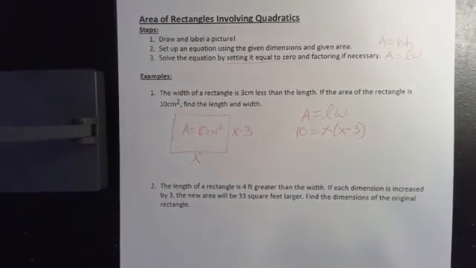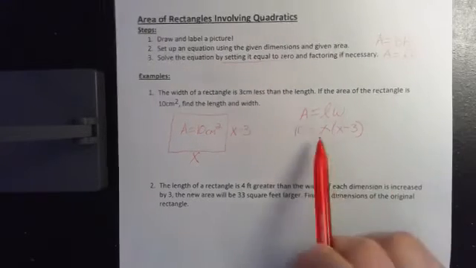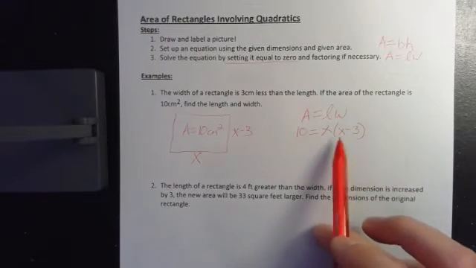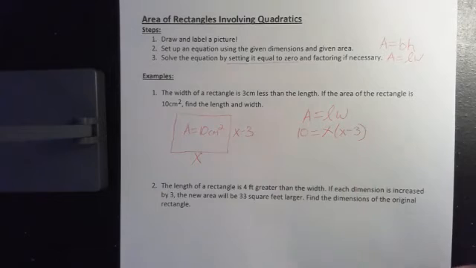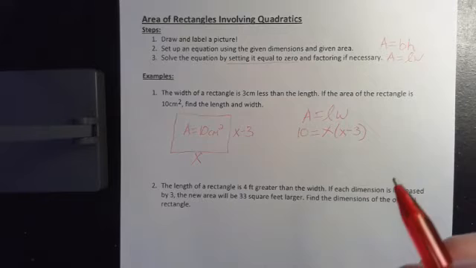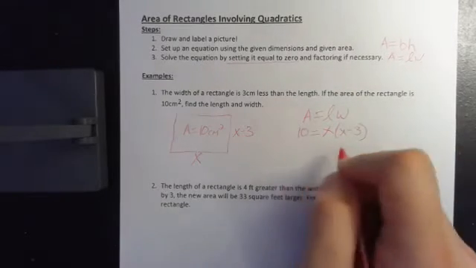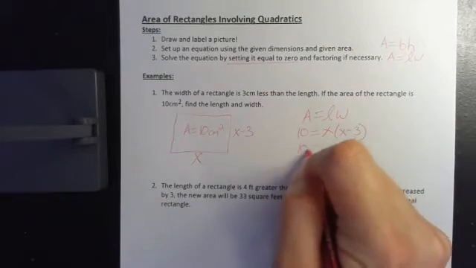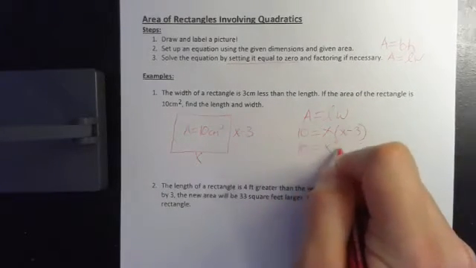So now what you might notice is I mentioned that you might have to FOIL. In this case, we're only going to have to distribute because we only have one binomial and a monomial. What you'll see in example 3, we have 2 binomials, so we will have to FOIL and then factor and solve. Okay, so we have 10 is equal to x squared minus 3x.